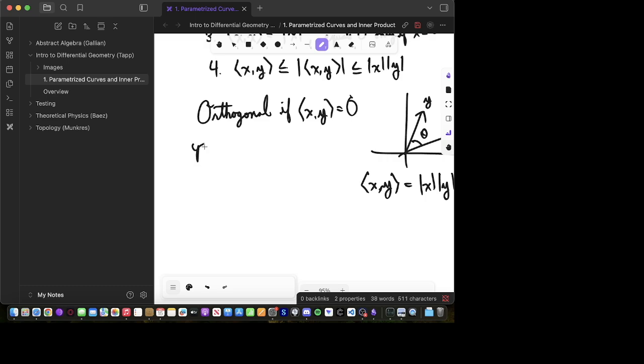And they are called parallel if x is a scalar multiple of y, or if one is a scalar multiple of the other, without loss of generality.